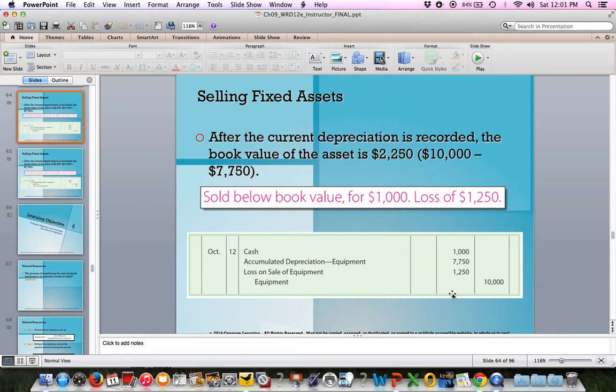Now the difference is I debit loss on equipment of $1,250 because I gave up book value of $2,250. In exchange, I received only $1,000 in cash. So to make the entry balance, I have to debit loss.